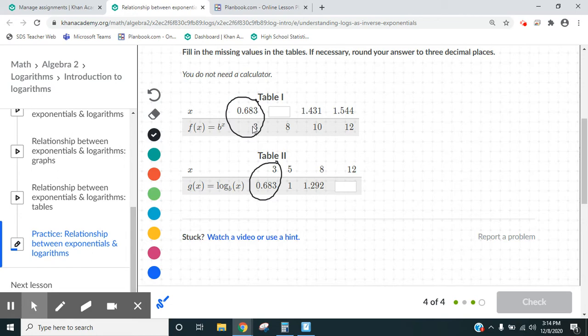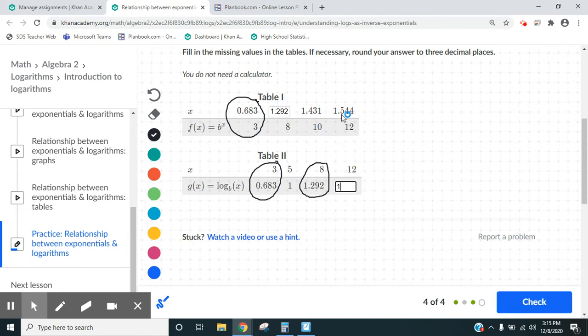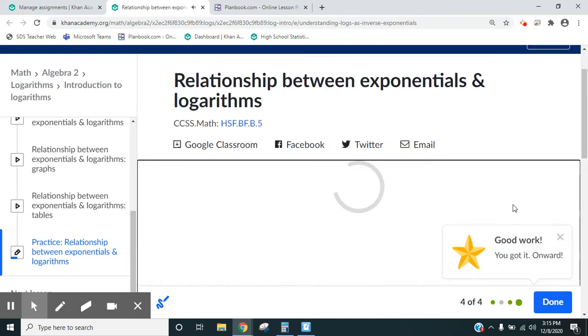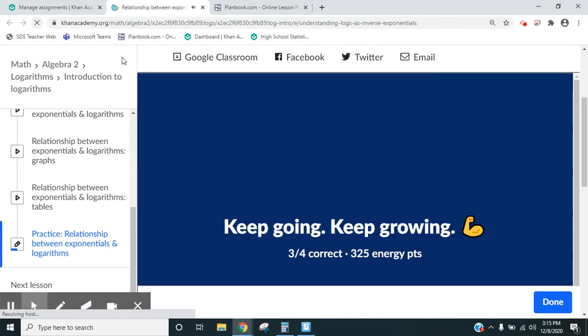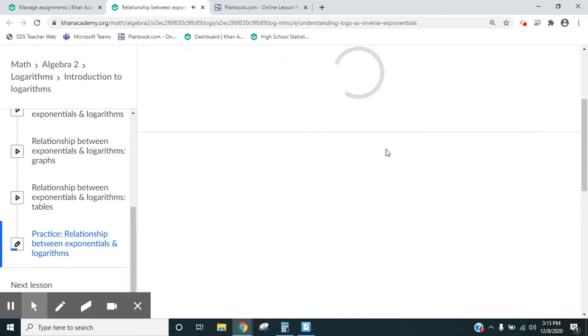The x and y coordinates will be switched. So you'll be asked to fill in this box right here. It says something gives us 8. Well, on the other graph, we see 8 is paired up with 1.292. So that's our answer there. This one will be 12. What's 12 paired up with? 1.544. Here we go.